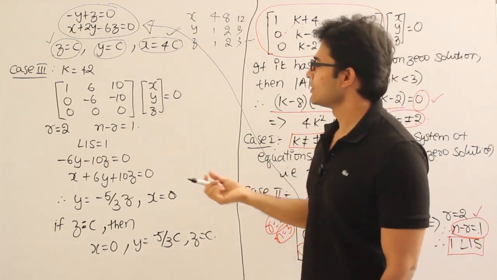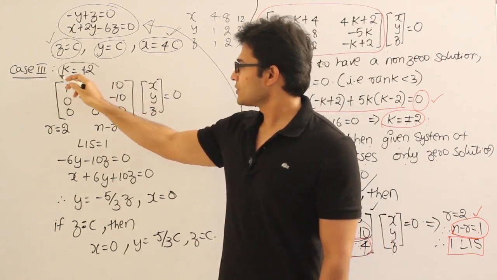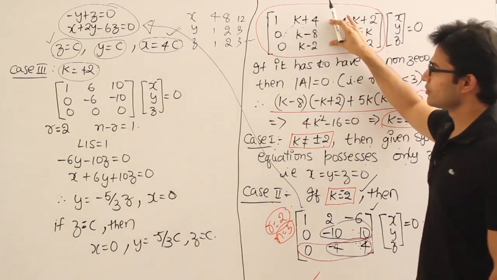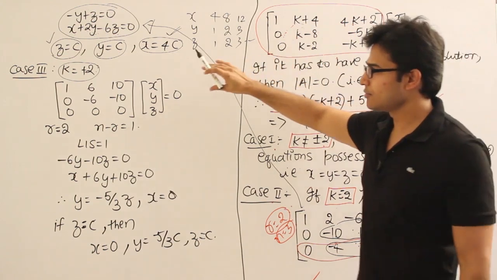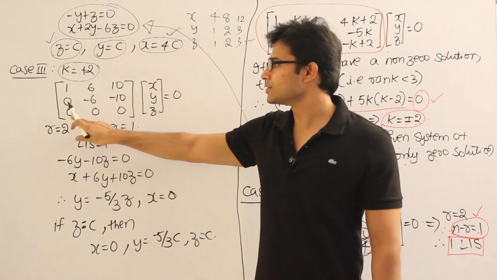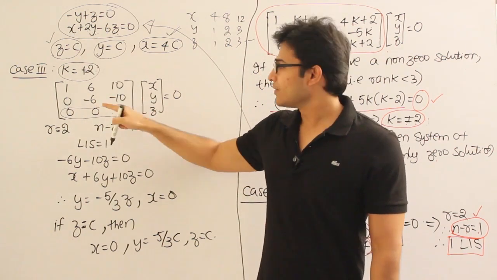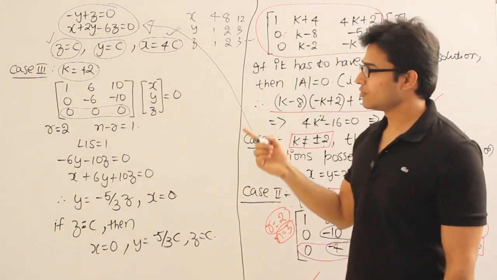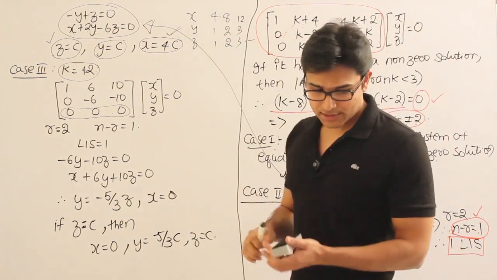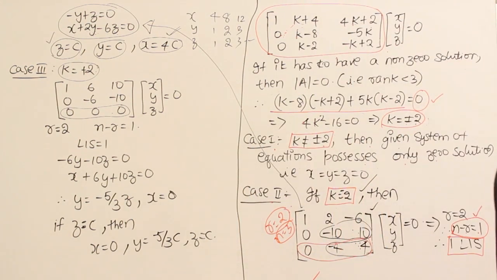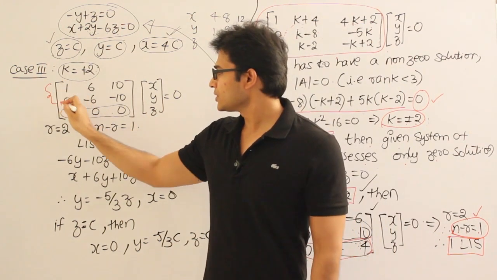Now the next case is k equal to plus 2. What does it mean? Whenever you substitute k equal to 2 in this one, what happens? We already know that there will be an infinite number of solutions because the determinant is going to be 0 if k equal to plus 2. See this, k equal to plus 2, the determinant of this one is already 0. Why? The reason is it has rank less than 3. Therefore, what can we say? We can say that the rank of this one is 2.